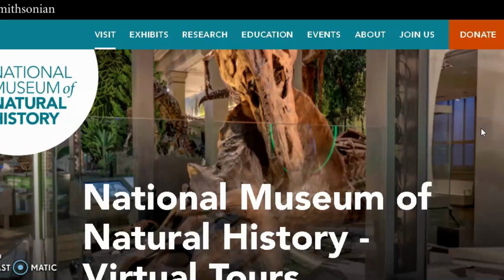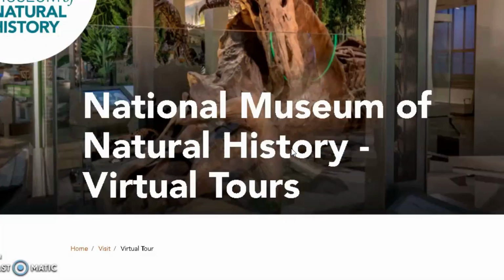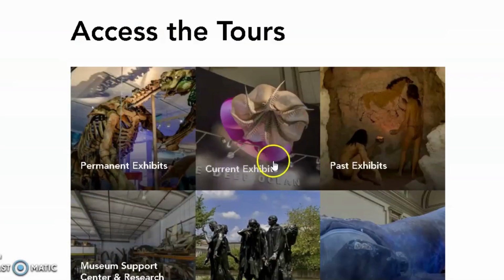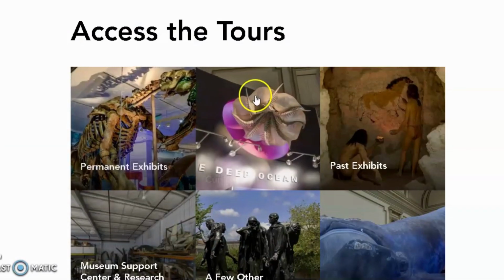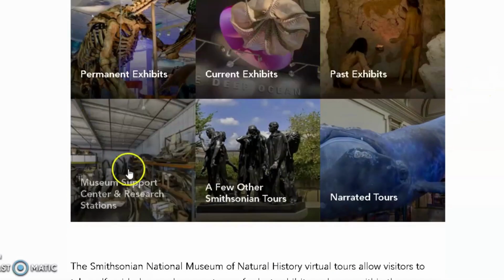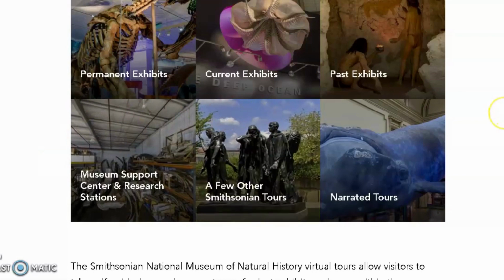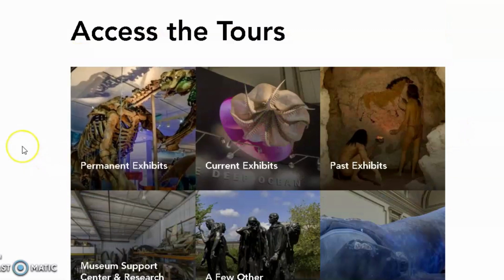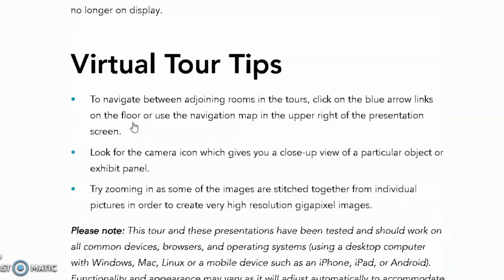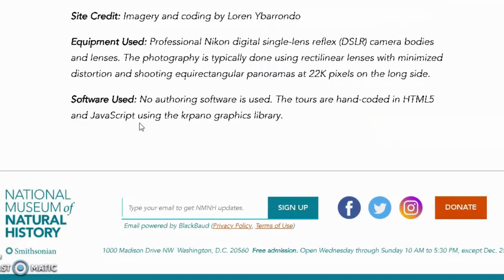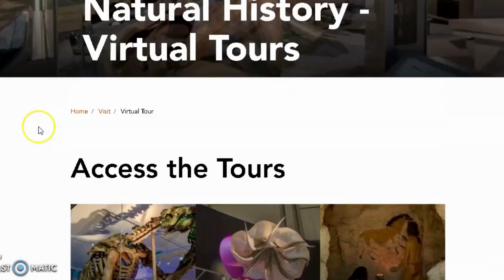So you just need to access the webpage of the Smithsonian, and over there you will see these virtual tours in the National Museum of Natural History. We have permanent exhibits, current exhibits, past exhibits, Museum Support Center, a few other Smithsonian tours, and some narrated tours. So we are going to check these permanent exhibits, right? Of course, you can check on the webpage different tips that will help you out to have a more interesting visit.